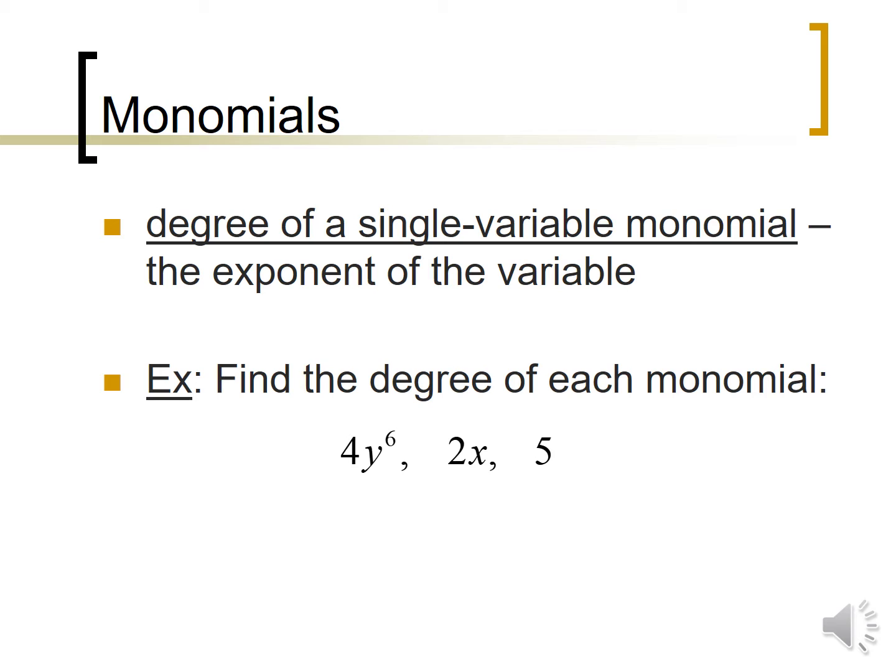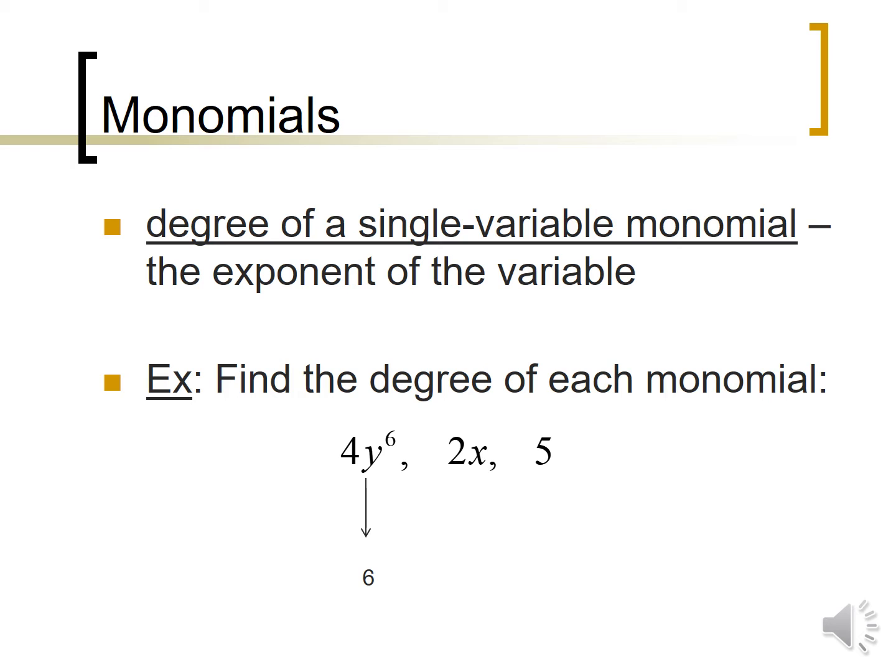We're going to take a look at 3 different monomials and find the degree. I have a variable of y. I have 4 times y times y times y times y times y times y. How many y's are in this big multiplication problem? There are 6. The degree of 4y to the 6th is just 6. Yes, there were 6 y's, but you can just think about this as the exponent of the variable.